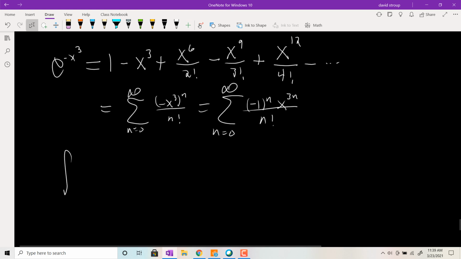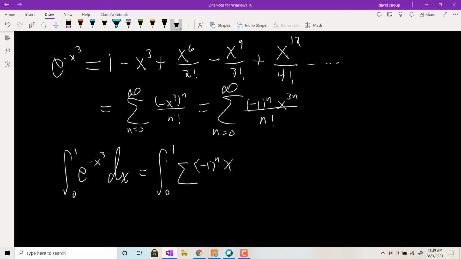So here we go. The integral from 0 to 1 of e to the negative x cubed dx will be the integral from 0 to 1 of the sum of negative 1 to the n x to the 3n, or if you want to, you just put the polynomial in there, n equals 0 to infinity, dx. So this thing will equal, in summation notation, and it might be a good idea to use summation notation because we need to work with an estimation theorem. So you need that formula for the terms of the series.